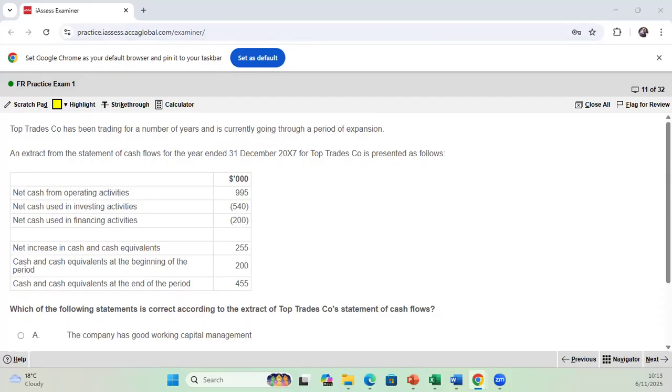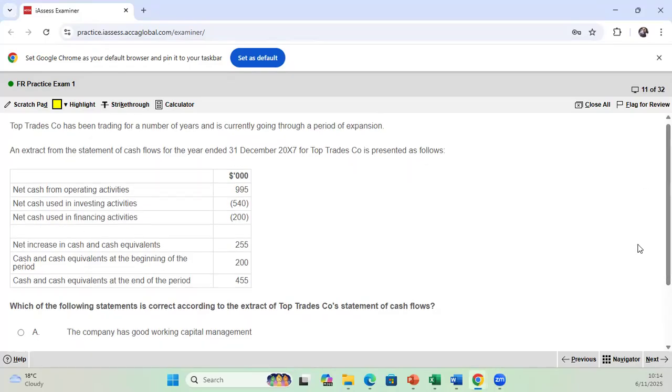The TT company has been trading for a number of years and is currently going through a period of expansion. An extract from the statement of cash flow for the year ended 31 December for TT is presented as follows. Which of the following statements is correct according to TT's statement of cash flow? So what can you deduce from the statement of cash flow of TT?